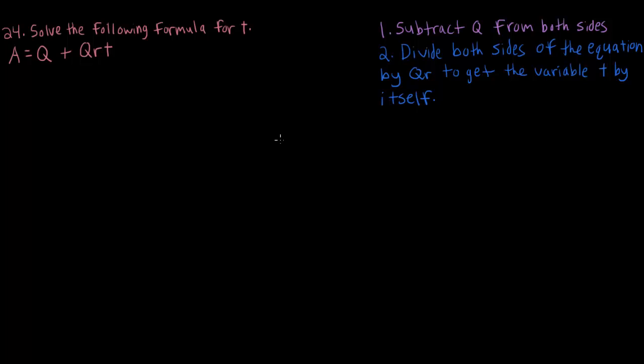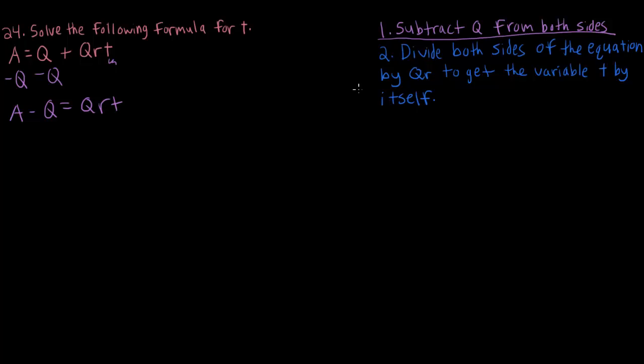24. Solve the following formula for t. Capital A equals capital Q plus capital Q RT. Step 1. Subtract Q from both sides. We want to solve for t, so let's subtract Q from both sides. Capital A minus Q equals Q RT.